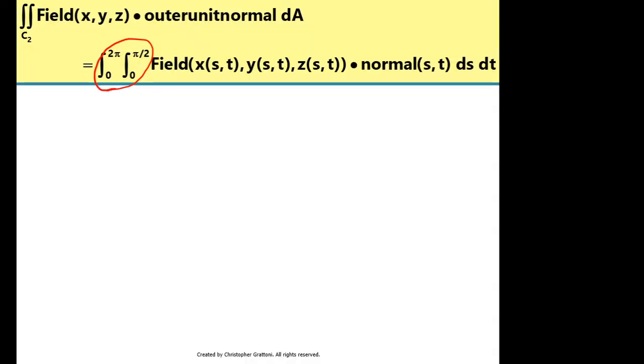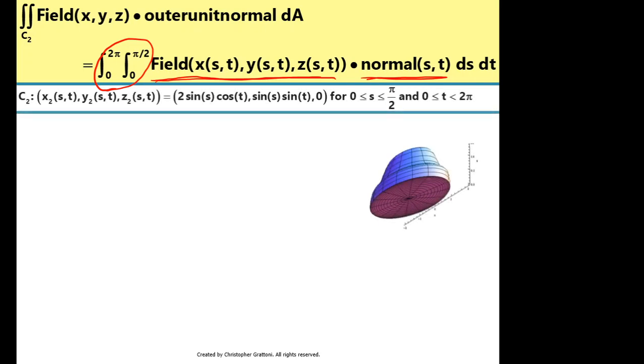So that's how we have our limits of integration. Now, field of x of st, y of st, z of st, that's going to come just from plugging given information for our parameterization into given information for our vector field. So this is just combining two given pieces of information. The normal vector, that one, we have to work for. We don't get that for free necessarily. We have to do some computations at least.